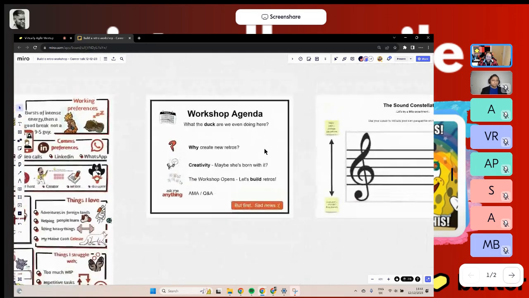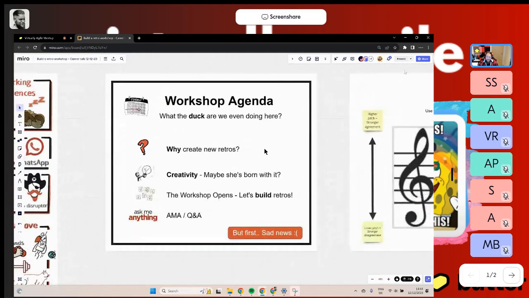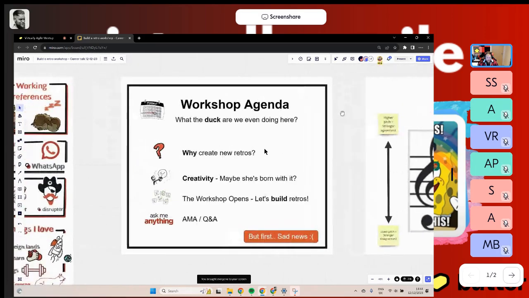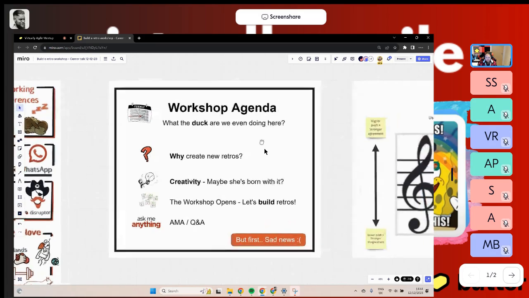So as for a bit of an agenda today, what the duck are we even doing here, folks? Well, I'm going to talk about why we should create new retros. We're going to explore a little bit about creativity, because you need creativity to build new retros. We're going to open the workshop a little bit and create some new ones together. And then I'll ensure to leave some time for Q&A. So you can grill me, ask me questions about retros.